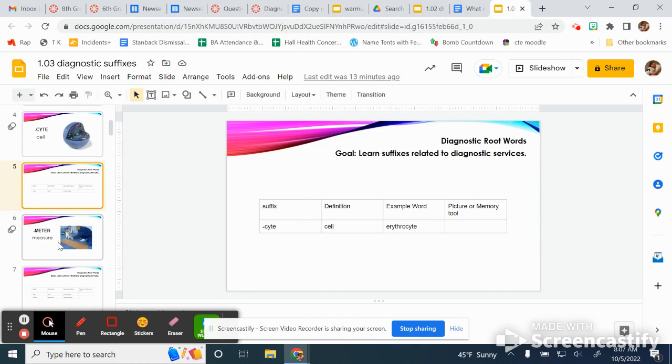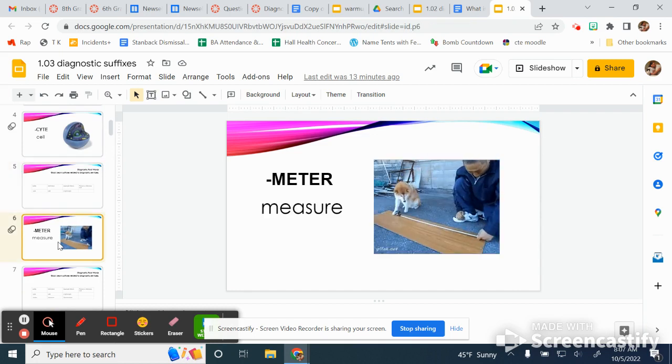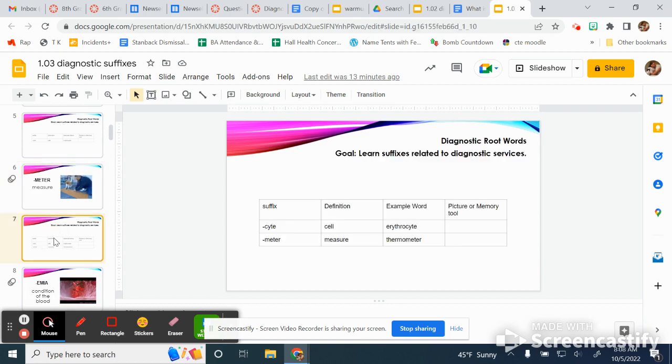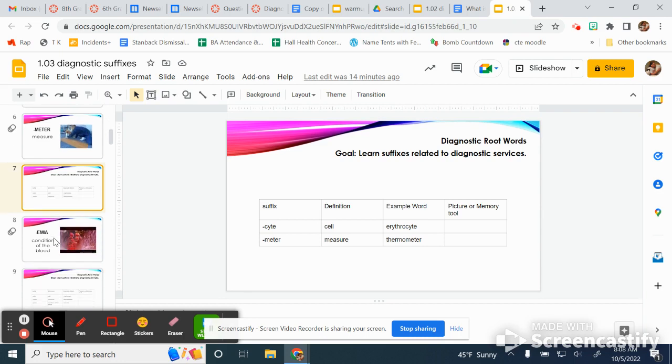Next suffix is meter. You can see this fancy dog doing something called measuring. And we are using the word meter. The definition is measure. Example word is thermometer. Thermo, like thermos. Thermometer measures temperature. Or thermo actually means heat, so the amount of heat or lack of heat, I guess.